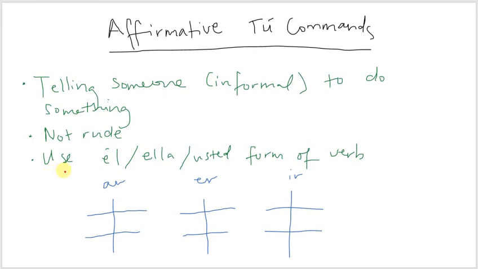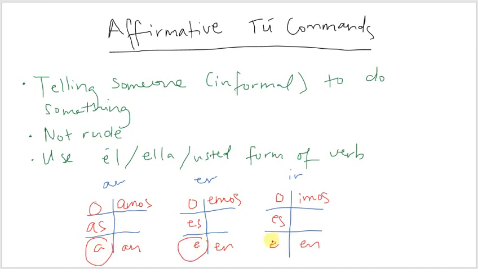Okay, in order to form the affirmative tú command, you use the él, ella, usted version of the regular verb in the present tense. So remember for conjugations for AR verbs, we have o, as, a, amos, and an. For ER verbs, we have o, es, e, emos, and en. And then for IR verbs, we have o, es, e, imos, en. So the él, ella, usted form of the verb is just this conjugation right here.